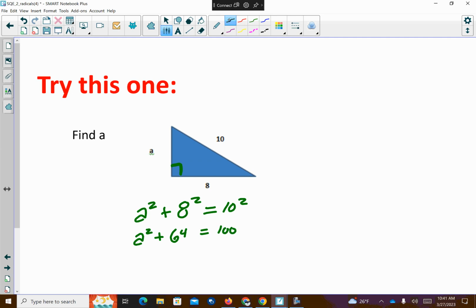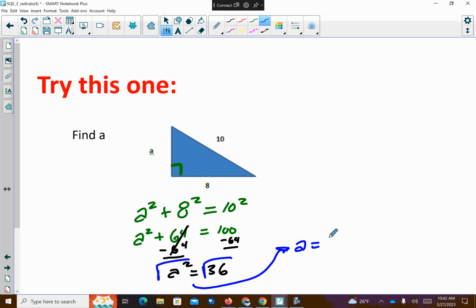All right, so then I have to solve this. Subtract 64 from both sides. Those cancel. A squared equals 36. And then here's where the square root comes in. Square root, square root. So square root of a squared is a perfect square because a times a is a squared. So I get a is equal to square root of 36 is 6. So this would have a distance of 6.